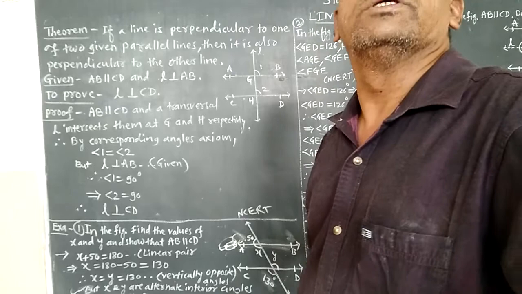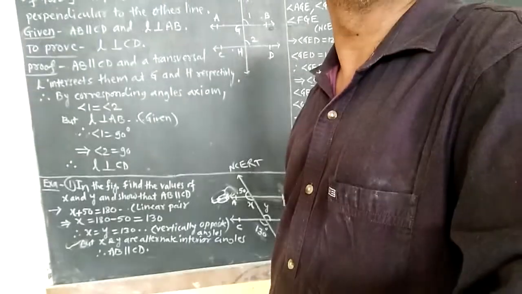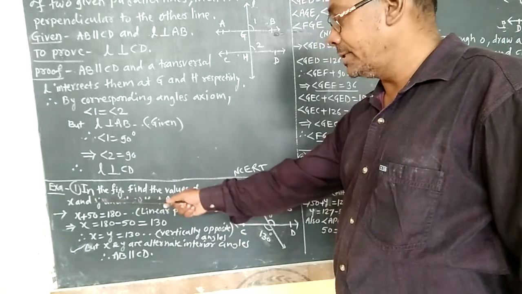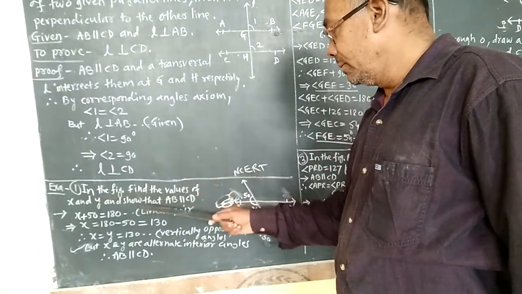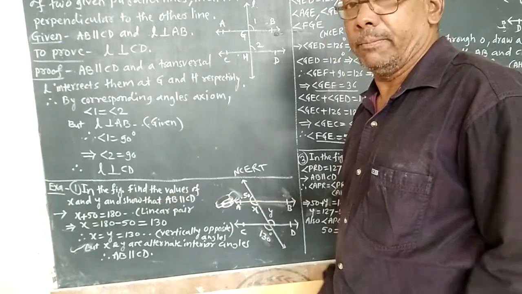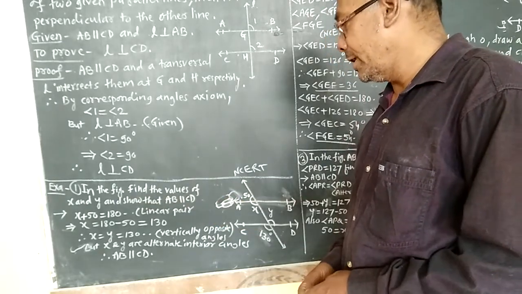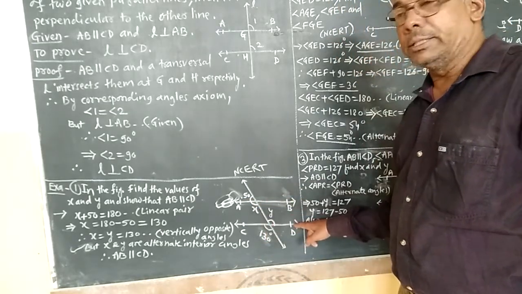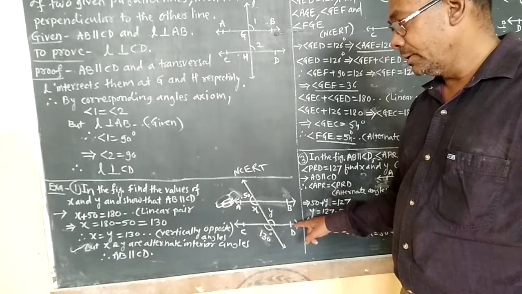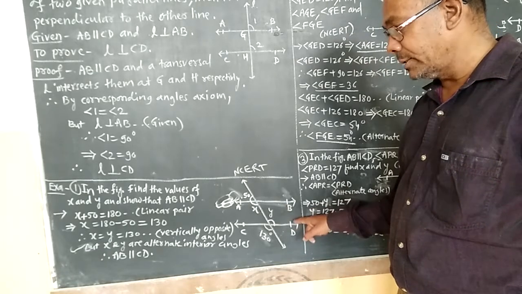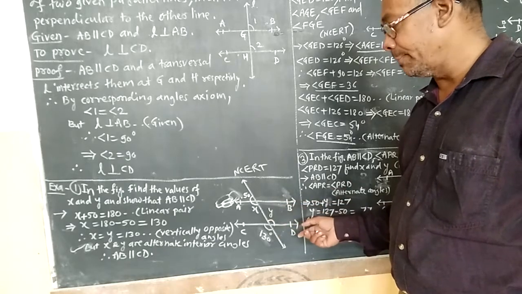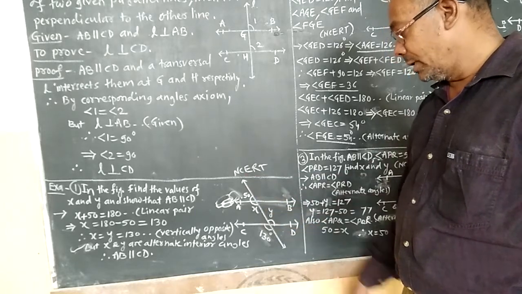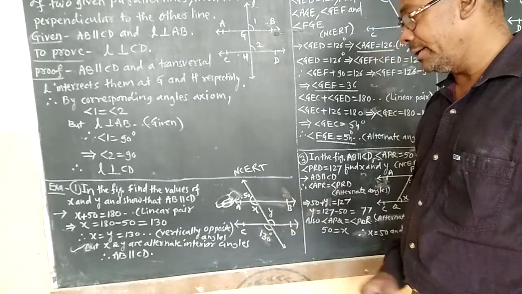Now we have to see some examples. Here, in the first example, it is given that in the figure, find the values of x and y and show that AB is parallel to CD. Here, AB and CD are the two lines, and we have to prove that they are parallel. The transversal is shown there.